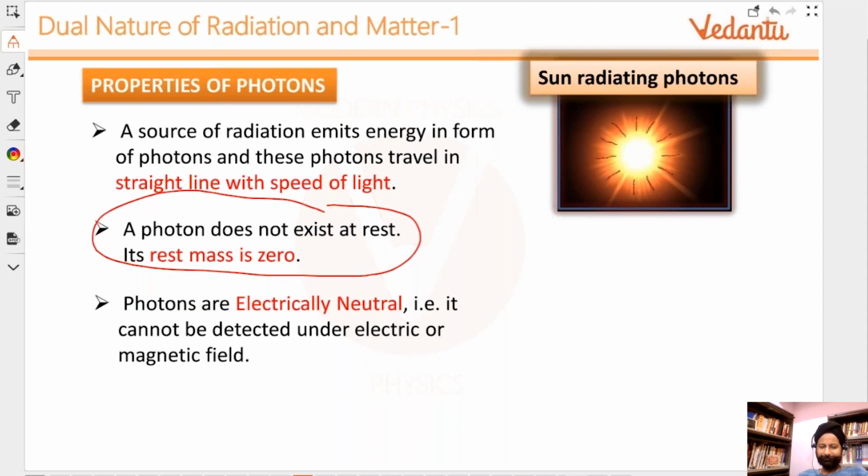Light is really strange. Very, very strange. It doesn't behave like anything else in the universe. And light is the only thing that can travel at 3 times 10 to the power 8. Nothing else can travel at that speed.